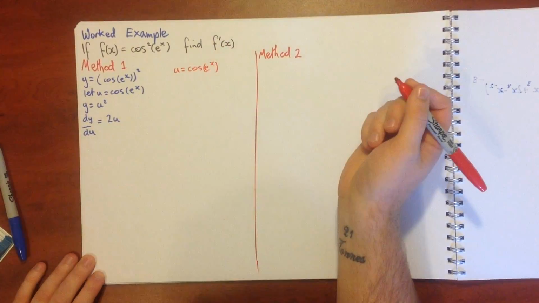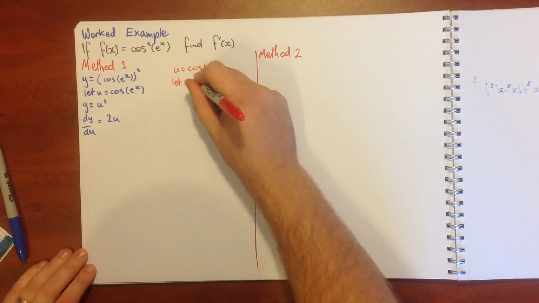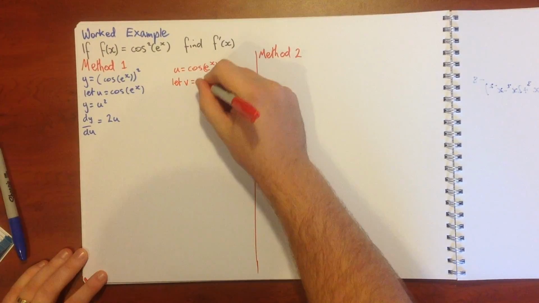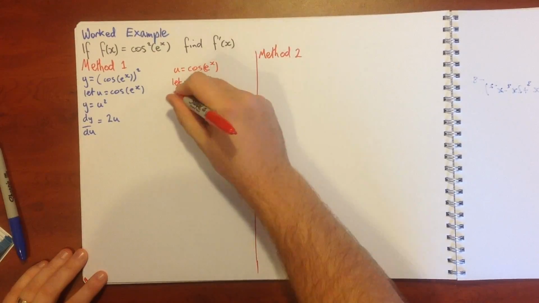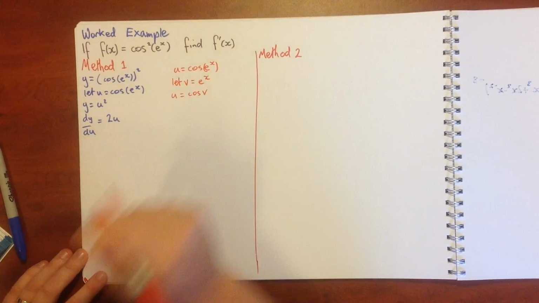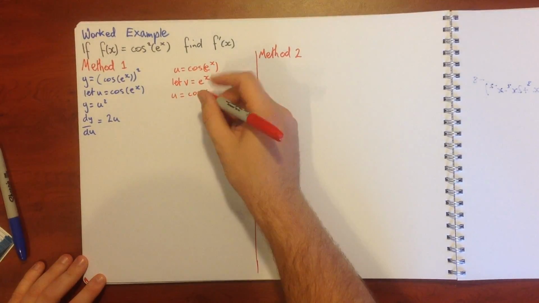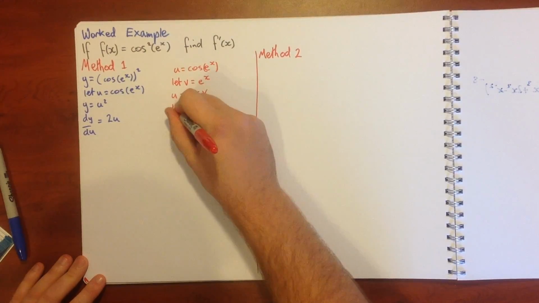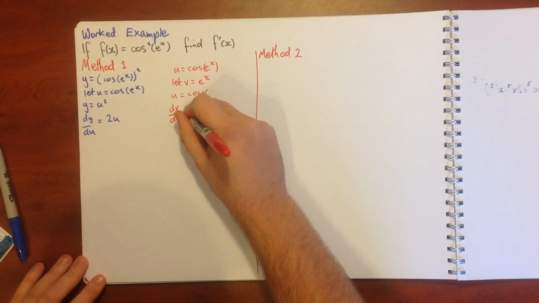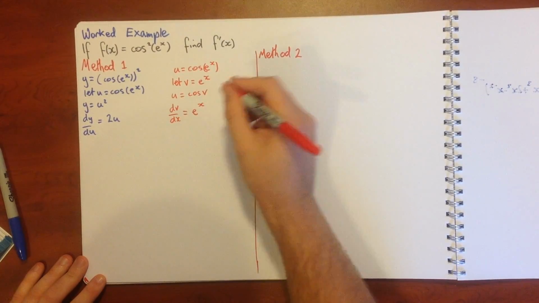Now we've got a function within a function again. So really what we should be doing is saying, well, let v equal e to the x. So now we have u equals cos of v, is what we should be looking at there. Then we can do dv dx, which is going to equal just e to the x. Derivative of e to the x is e to the x.